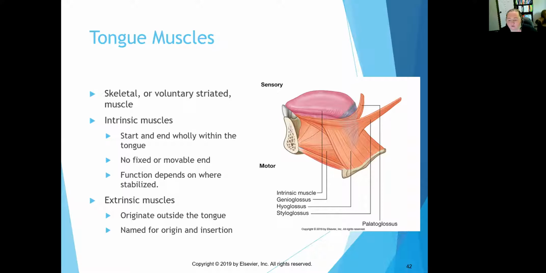So when we see hyo, what do you guys think? Where do you think that would be attached? Hyoid bone. Very good. And the stylo? Styloid process. Perfect. Palatoglossus? Where's that going? Palate. Yeah. Okay, so keeps it pretty simple, right?